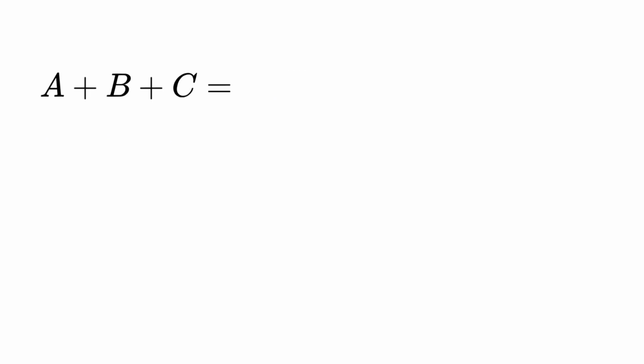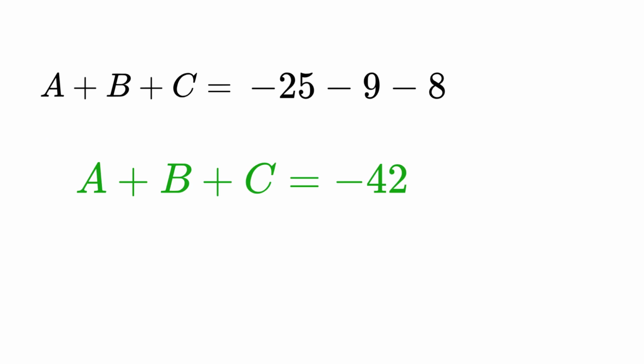Now combine all the values a, b and c. Now we get a plus b plus c is equal to minus 42. Algebra does not say variables must be positive. Negative values are completely valid in mathematics.